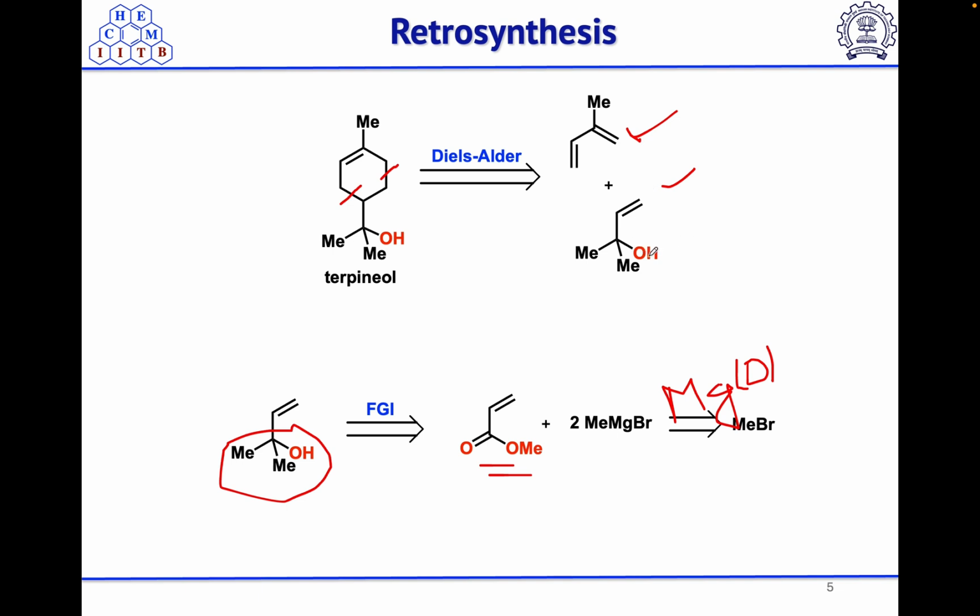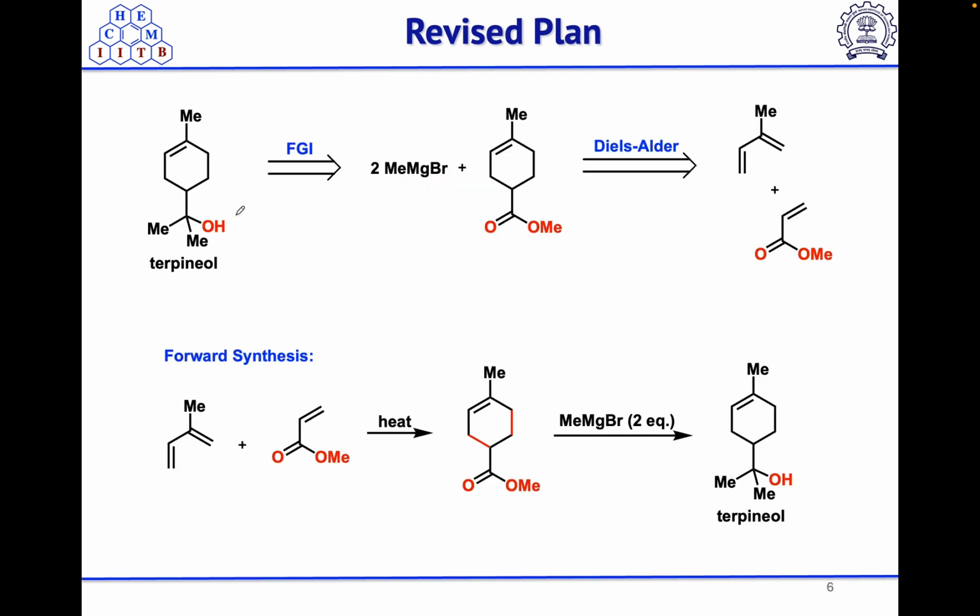So instead of having this tertiary alcohol in the dienophile, we can think about this as a dienophile. So this dienophile and this diene, the Diels-Alder reaction between these two we can plan, and that will be efficient. Later we can convert this ester to this tertiary alcohol. So we can think about functional group interconversion of this tertiary alcohol to the ester, adding methyl magnesium bromide in the last stage. Okay, so you got it.